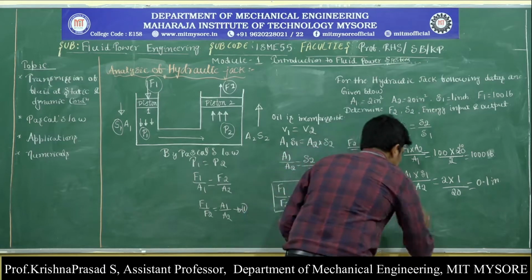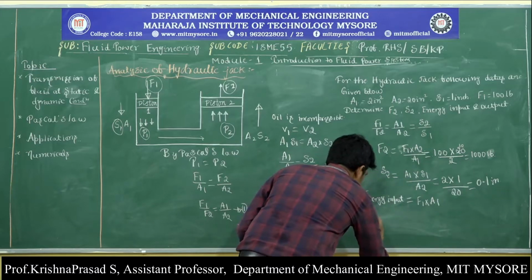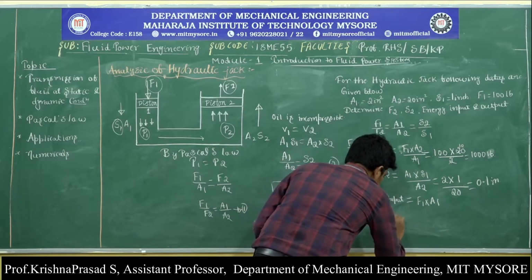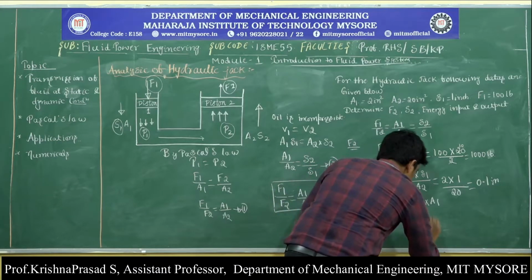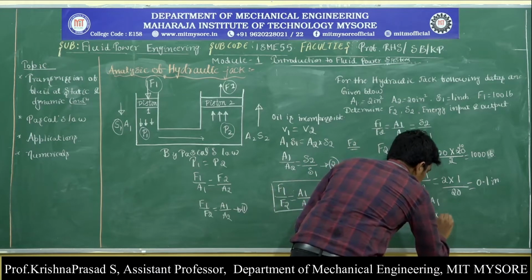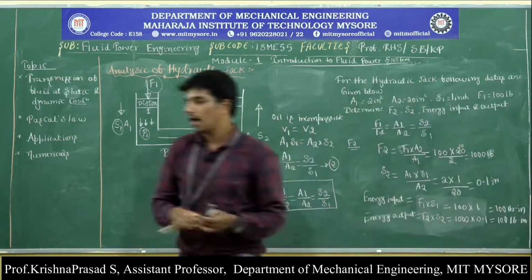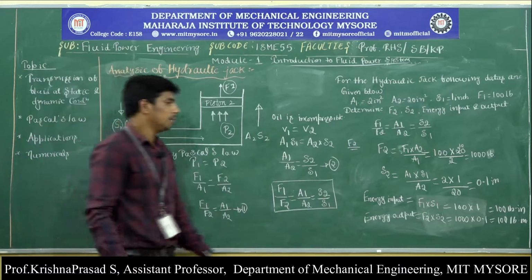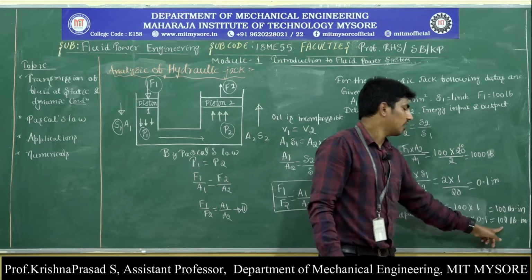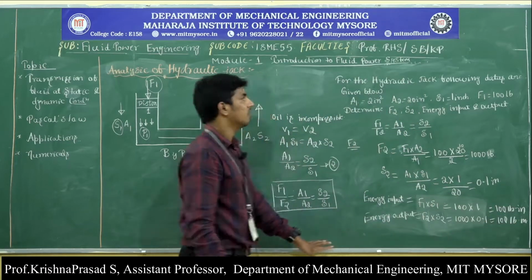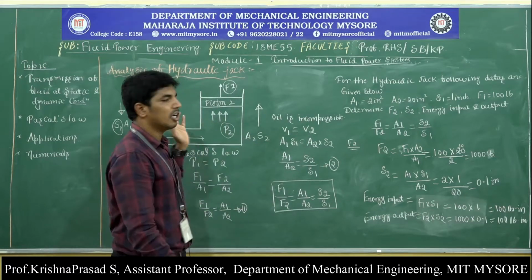Energy input is nothing but F1 into A1, and energy output is equal to energy input. So we get 100 pound-inch and 100 pound-inch. This is regarding the numericals on the analysis of a hydraulic jack with the help of the application of Pascal's law.